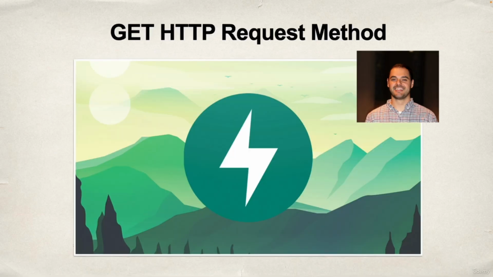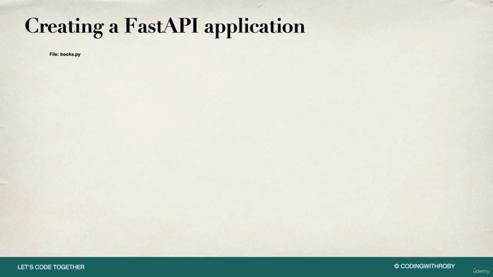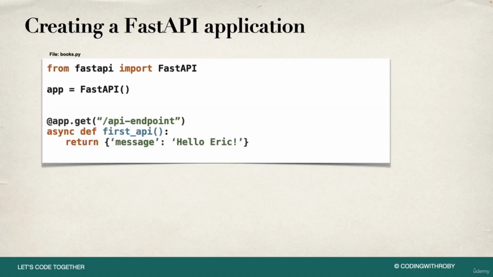All right, so in this video, we are going to go over the GET HTTP request method. So we're going to be creating a FastAPI application. And the very first thing we're going to do is create a new file called books.py. And now inside books.py, we need to say from FastAPI, import FastAPI. This will allow us to be able to use all of the dependencies that we just installed to our environment of FastAPI. We then want to say app equals FastAPI, which now allows us to use those dependencies that came with FastAPI in a variable within our application.